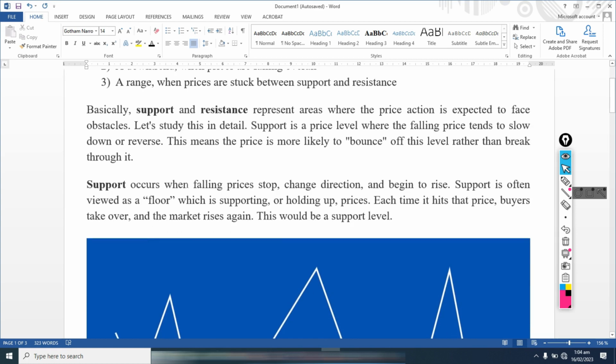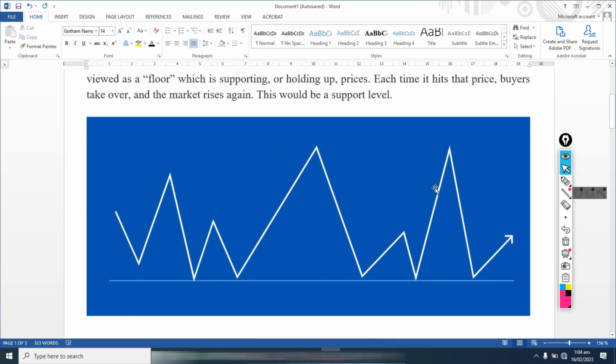Support occurs when falling prices stop, change direction, and begin to rise. Support is often viewed as a floor which is supporting or holding up prices. Each time it hits that price, buyers take over and the market rises again. And this would be what is the support level. Now, let's look at this picture vividly.